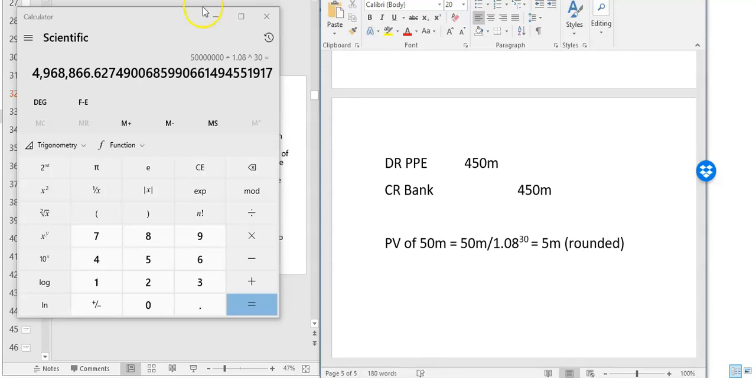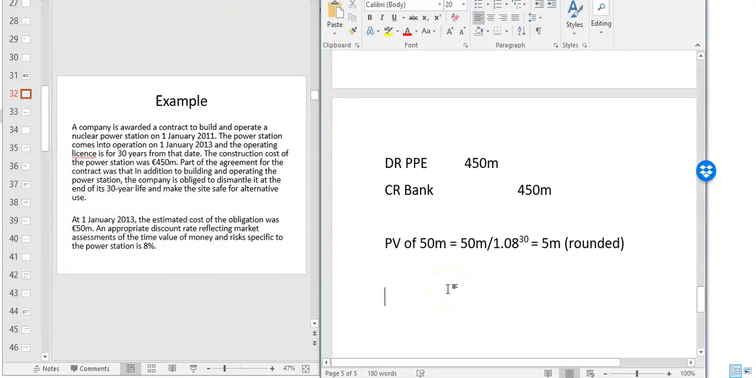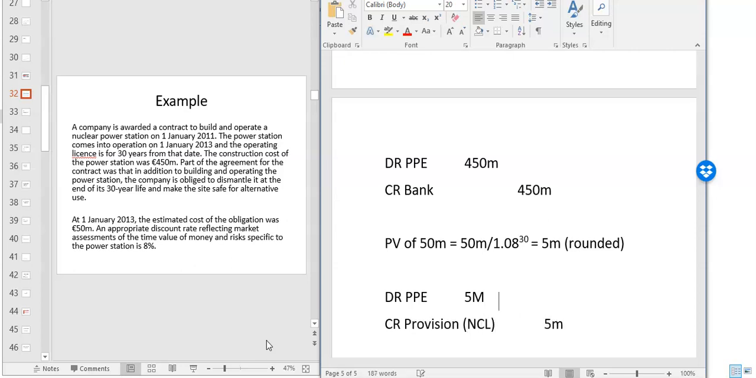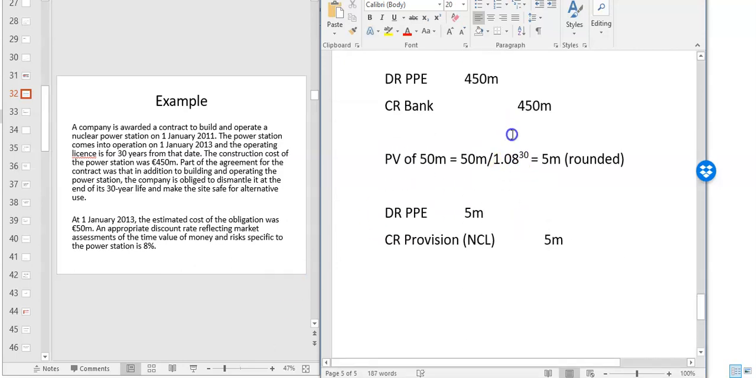So where is that coming from? Again, use your calculator. Do 50 million divided by 1.08 to the power of 30, because it's 30 years time. The present value today, 4.96 million, so it's 5 million when you round. And you will debit PPE 5 million, and you will credit provision, which will be a non-current liability, because again, it's not going to be paid until 30 years time, 5 million. And that's how you do it.